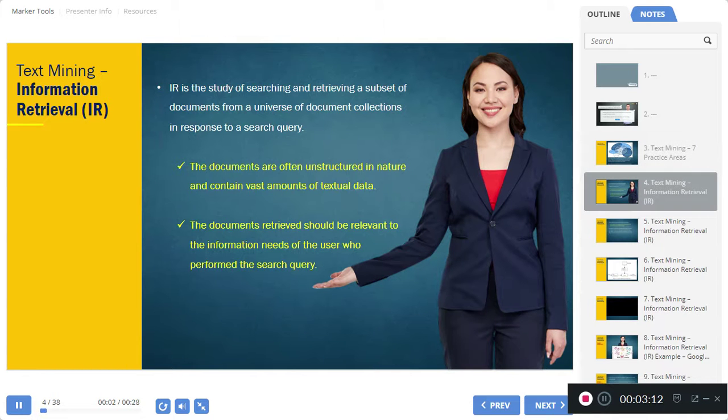Information retrieval. Information retrieval is the study of searching and retrieving a subset of documents from a universe of document collections in response to a search query. The documents are often unstructured in nature and contain vast amounts of textual data. The documents retrieved should be relevant to the information needs of the user who performed the search query.